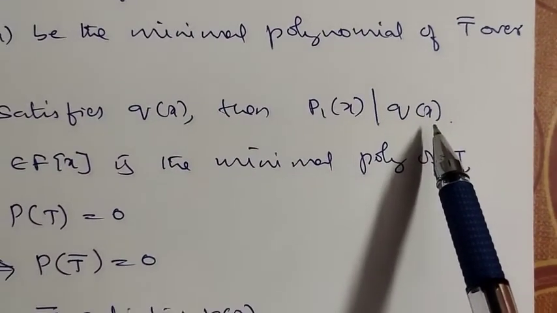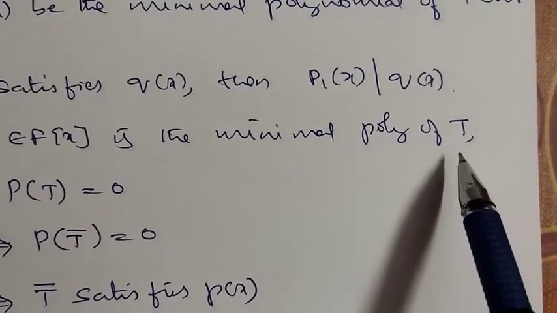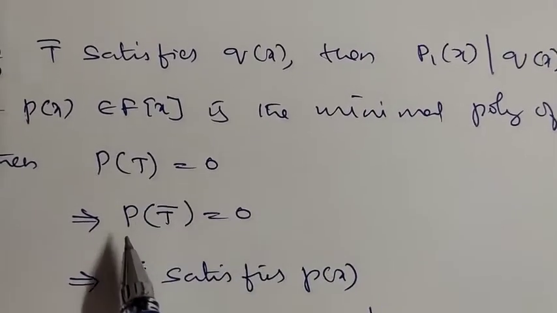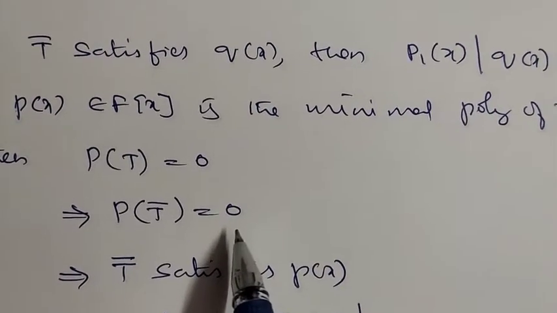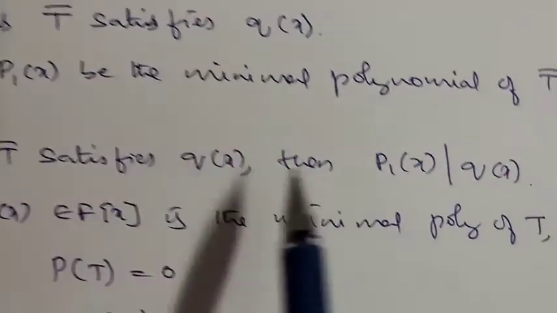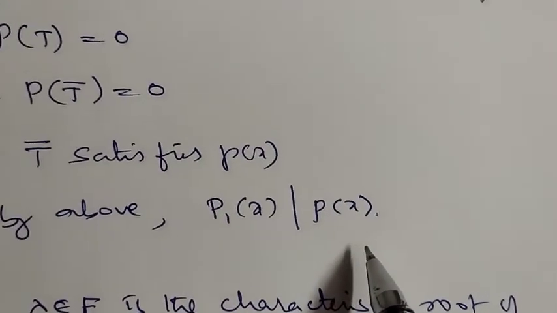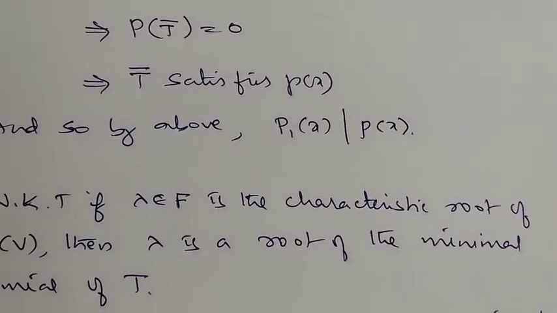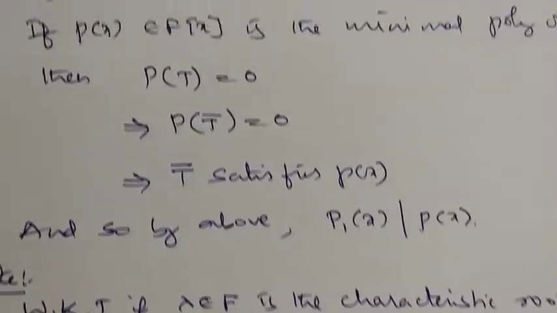Therefore, if p of x belongs to F of x, the minimal polynomial of T, then p of T is 0. If p of T is 0, then we have just shown p of T bar is also 0, meaning T bar satisfies p of x. If T bar satisfies p of x and p1 of x is its minimal polynomial, then according to the definition, p1 of x divides p of x. So the minimal polynomial of T bar divides the minimal polynomial of T over F. This completes the lemma.